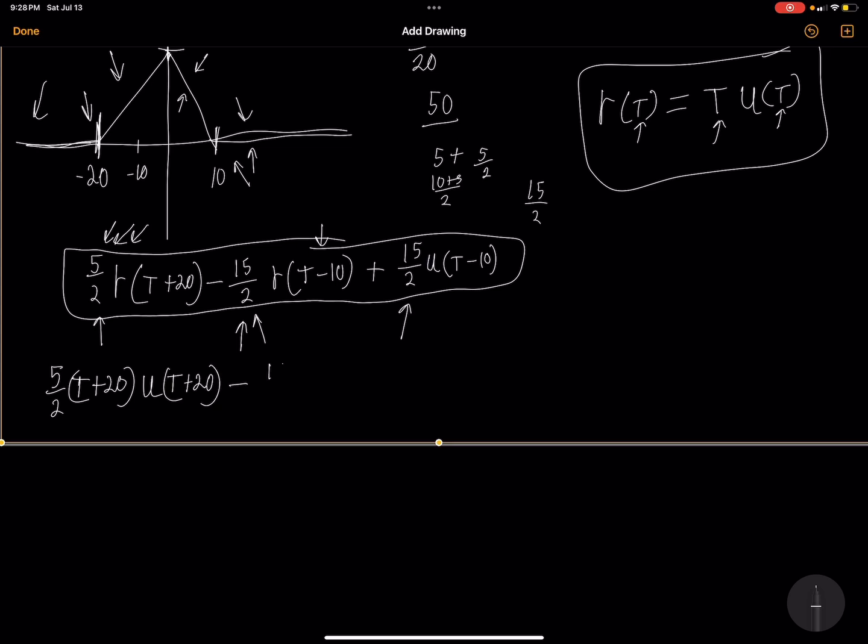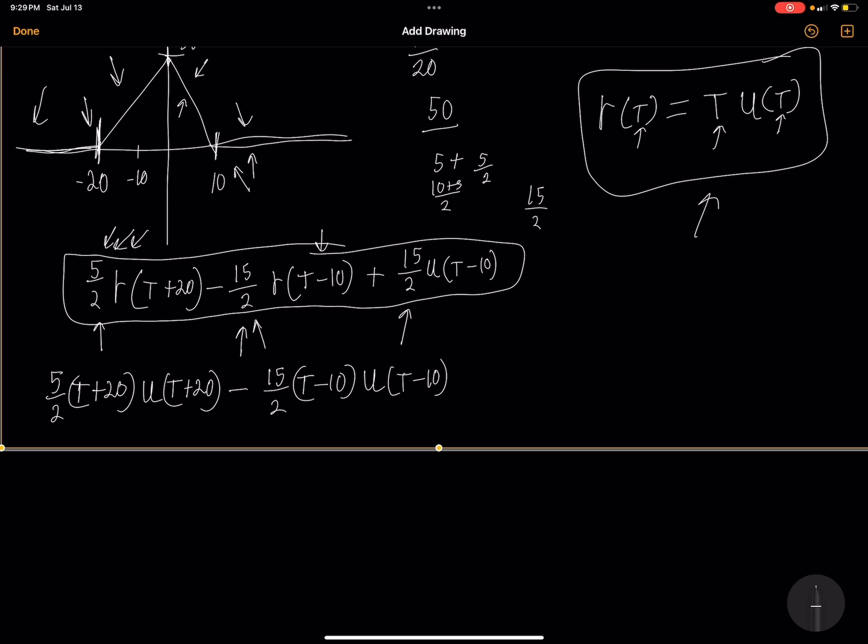Minus 15 over 2, that's the slope in front. And to convert, you plug in the t, where t is t minus 10: u of t minus 10 plus 15 u of t minus 10. And that is our final answer.